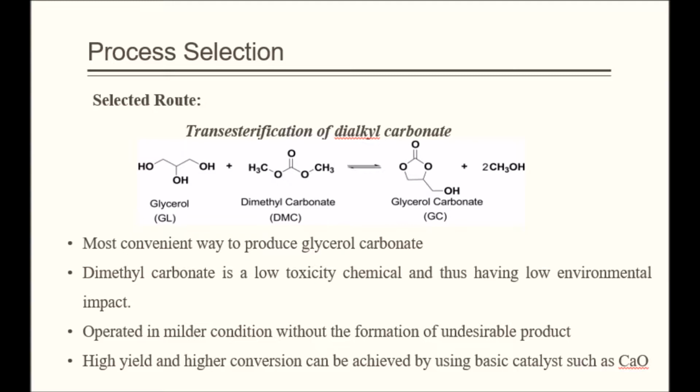Transesterification of alkyl carbonate is a reaction of glycerol and dimethyl carbonate, producing glycerol carbonate and methanol. Transesterification of dialkyl carbonate is the most convenient way to produce glycerol carbonate because dimethyl carbonate is a low toxicity chemical and thus has low environmental impact. In addition, this process can be operated in milder condition without the formation of undesirable products such as isocyanic acid and biuret that are formed in glycerolysis. Besides, high yield and high conversion can be achieved by using basic catalysts such as calcium oxide.